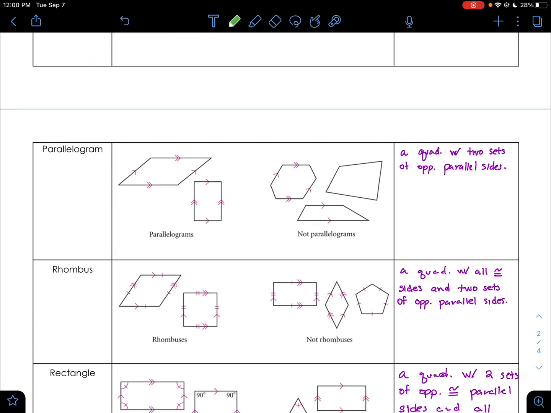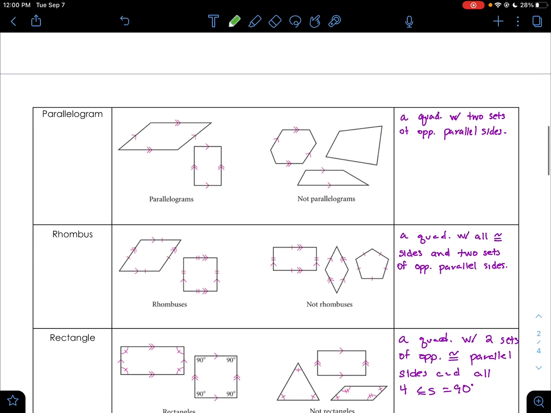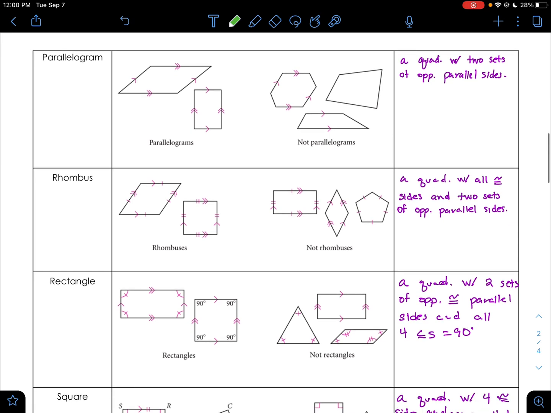A parallelogram is a quadrilateral with two sets of opposite parallel sides. Again, we have to make sure that we are saying there are two sets of parallel sides, and the sides that are parallel to each other are opposite. A rhombus is a quadrilateral with all congruent sides and two sets of opposite parallel sides. So again, you have two sets of parallel sides that are opposite each other and all sides are congruent.